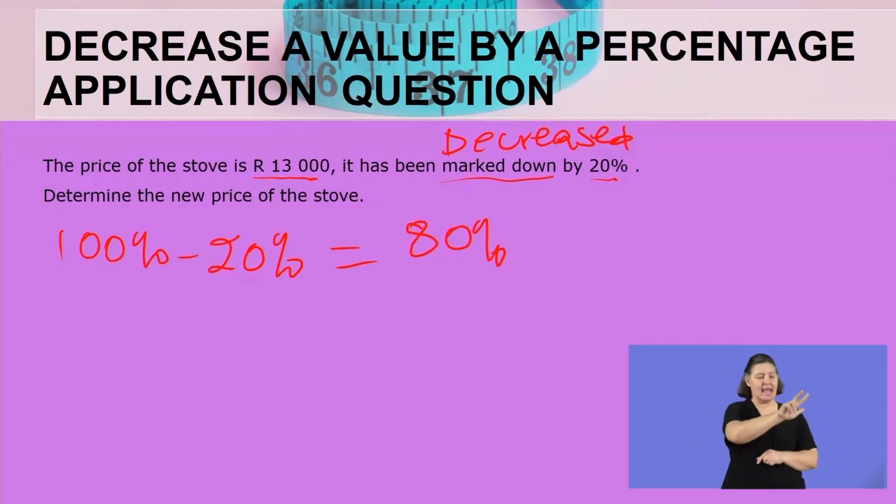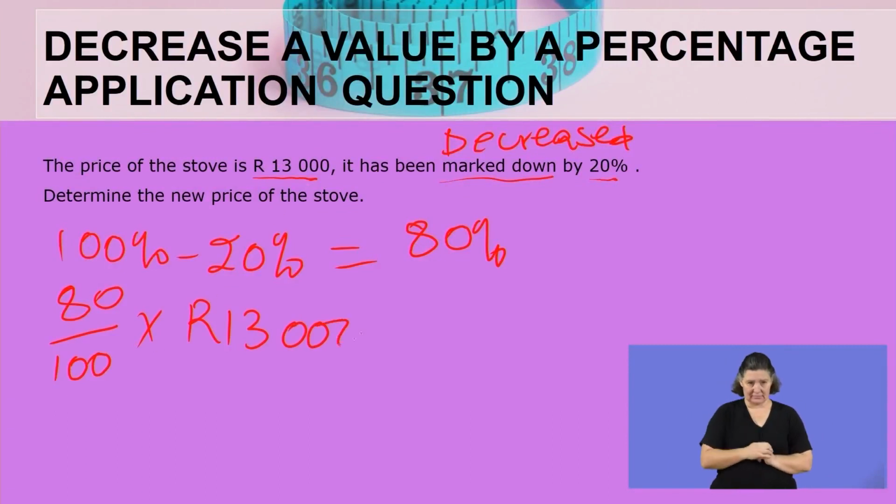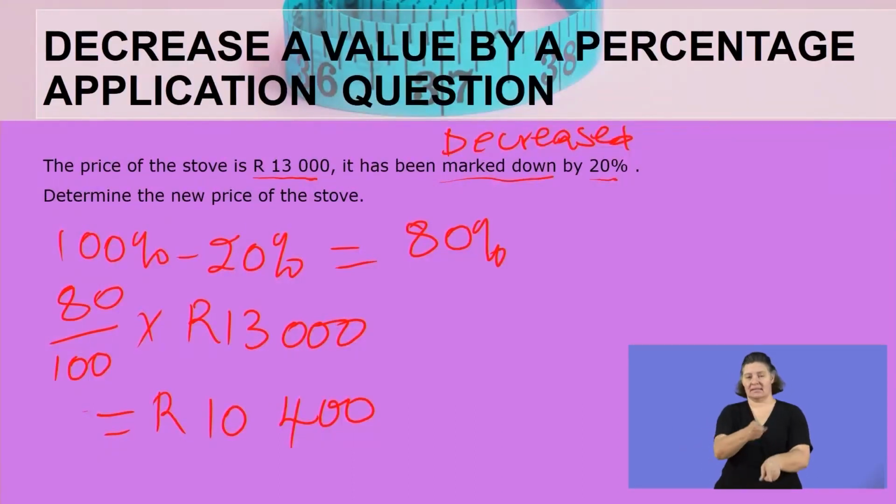So now, if we have 80%, the next step, I hope you already know, is to convert 80% to a fraction form. Therefore, we will have 80 divided by 100 multiplied by 13,000 rand. Press your calculator with me: 80 divided by 100 multiplied by 13,000 rand. The answer that you get, the reduced price, will then be 10,400 rand. So that is your answer.